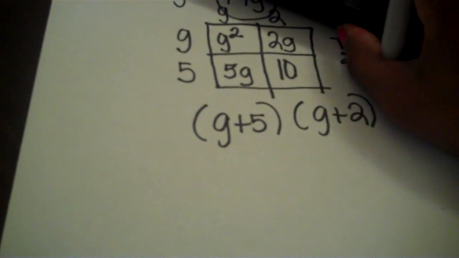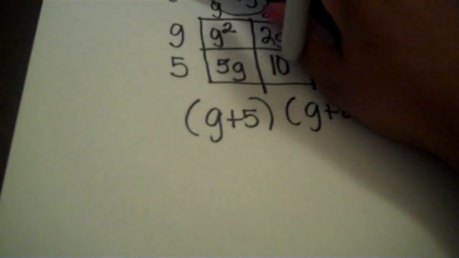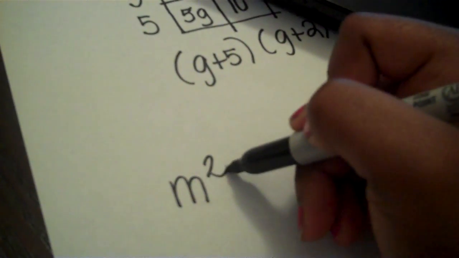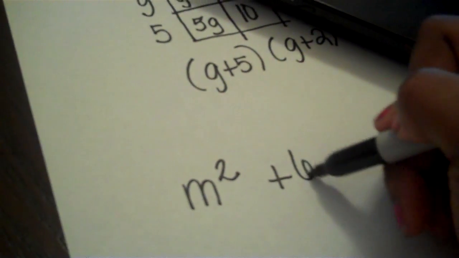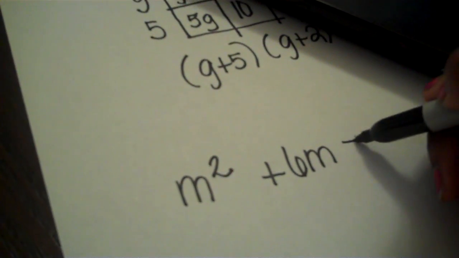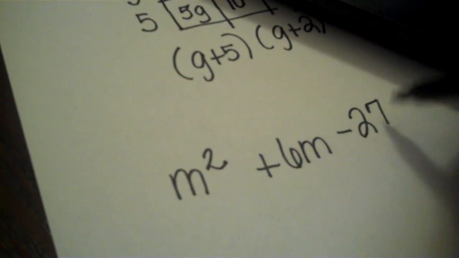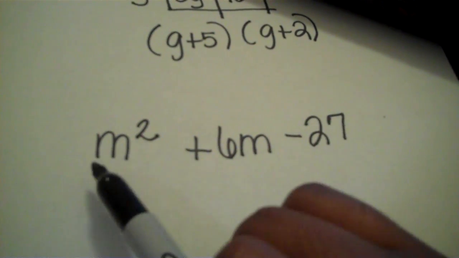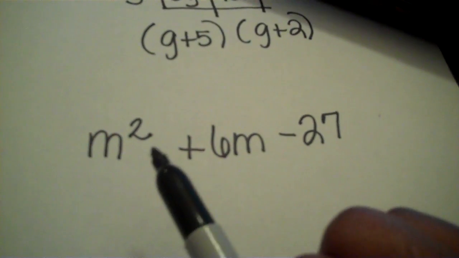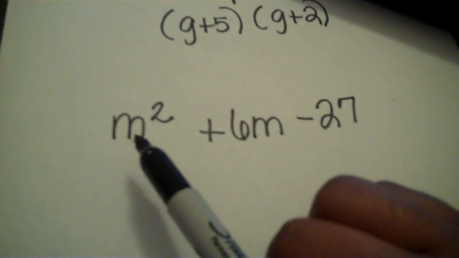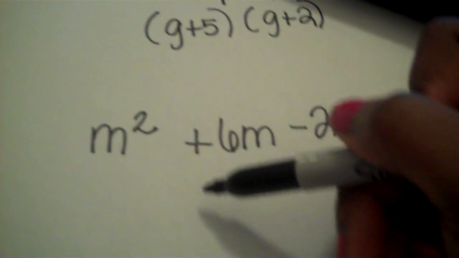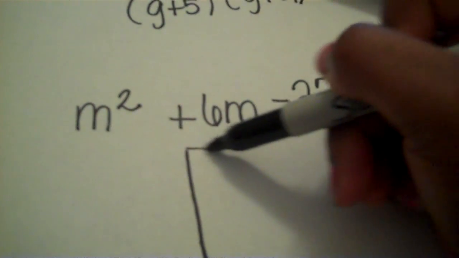Let's try another one with a minus. m squared plus 6m minus 27. Alright, so check for your GCF. 1, 6, and 27. No number goes into that other than 1. This has an m, this has an m, this one doesn't, so I can't pull out that. It's a trinomial, so I need to draw my box.